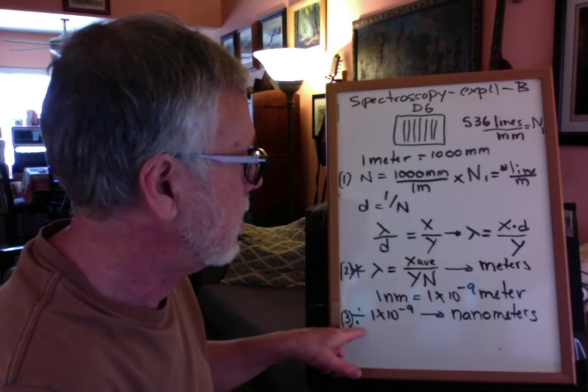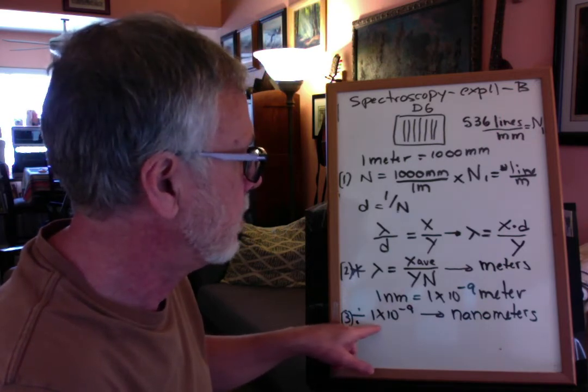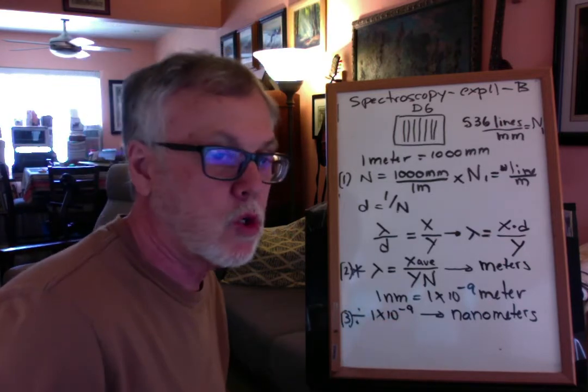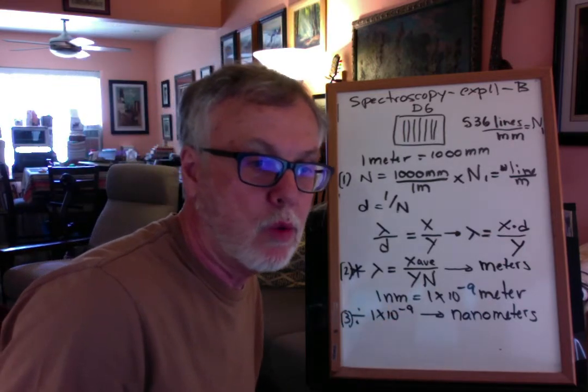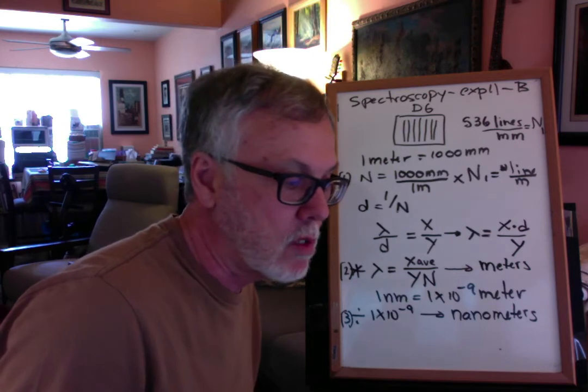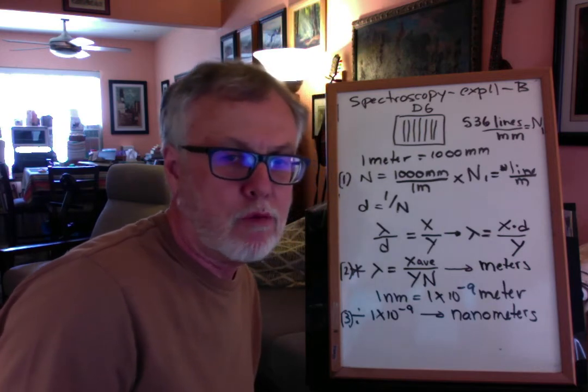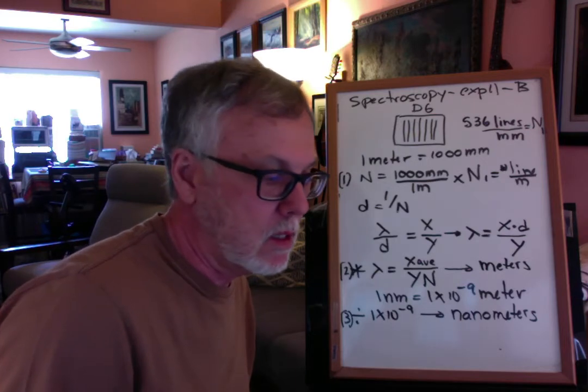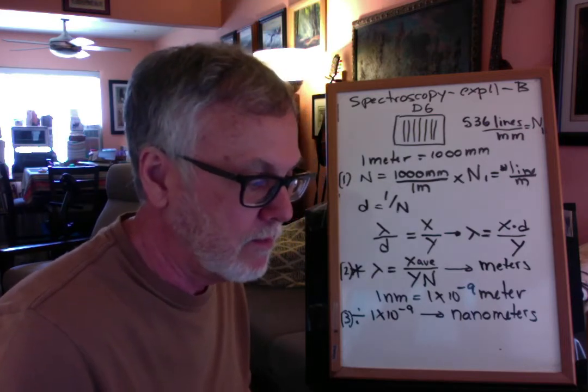Step number 3, to convert that to nanometers, simply divide by 1 times 10 to the minus 9, and that should get you the number that you want in terms of hundreds of nanometers. Round to a whole number. Don't worry about decimals with this.